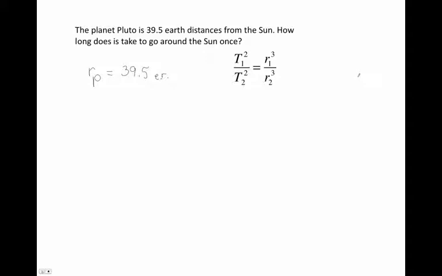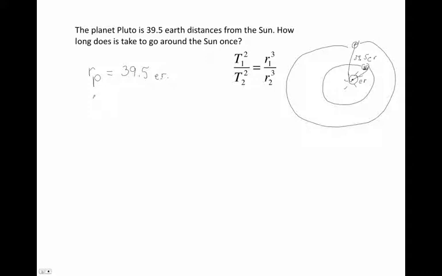If we look at a quick sketch, this is obviously not to scale. Here's my Sun, here's the Earth, here's Pluto, and the distance of the Earth to the Sun, that's an Earth radius. We're talking about the radius not of the Earth itself, but the radius of its orbit. And then we have the distance from Pluto to the Sun, and that's equal to 39.5 Earth radiuses. So we know the radius of Pluto, 39.5 Earth radiuses.